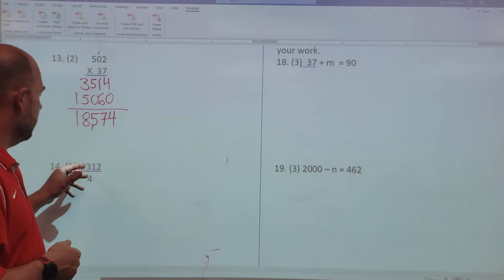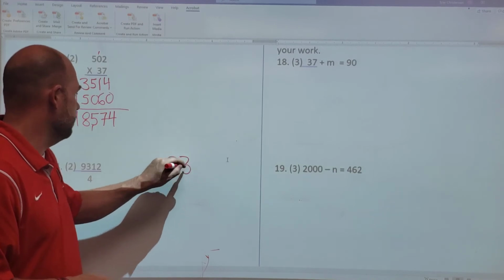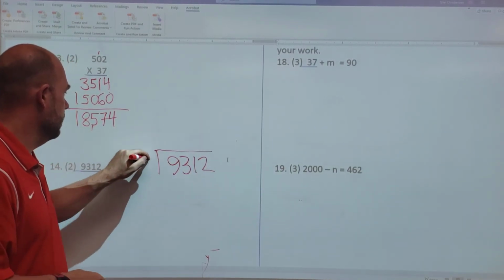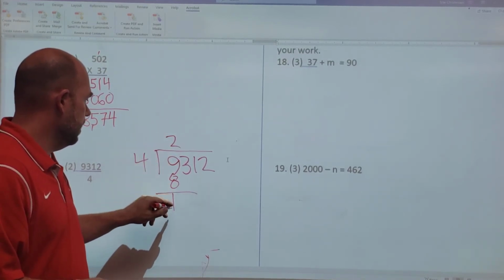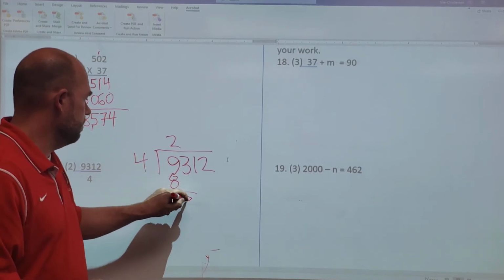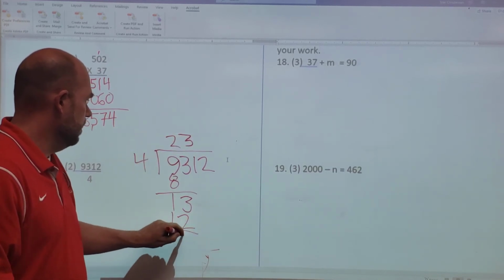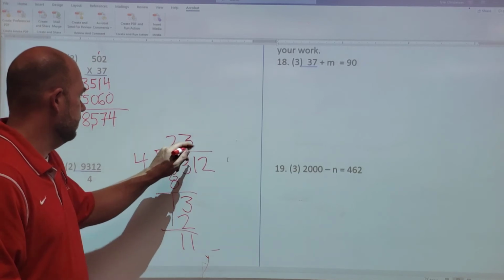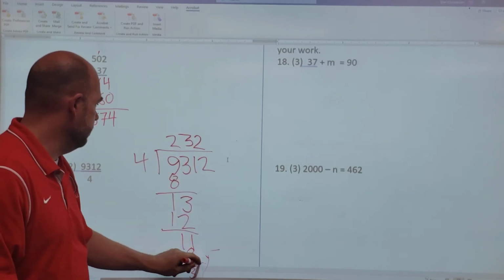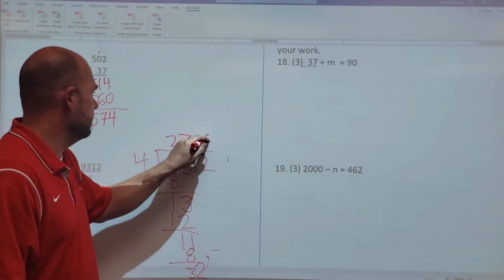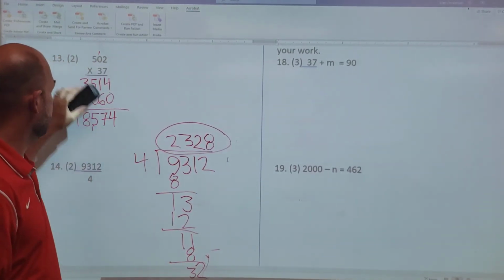On 14 it says 9,312 divided by 4. When you're doing division, the top number goes in the box. So we just do 9312 divided by 4. 4 goes into 9 2 times, gives us 8. 9 minus 8 is 1. 4 can't go into just 1, so we'll drop the 3. 4 can go into 13 3 times, which will give us 12. And we'll drop this next one. 4 goes into 11 2 times. It gives us 8. Subtract and get 3. Drop the 2. And then 4 goes into 32 8 times. So our answer is 2,328. Not too tricky on that one.